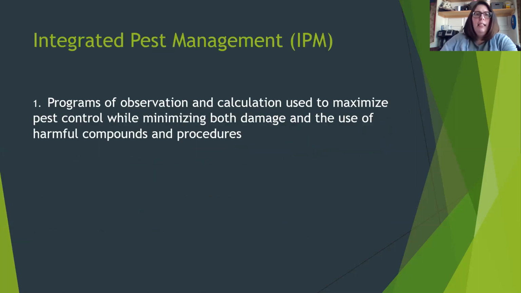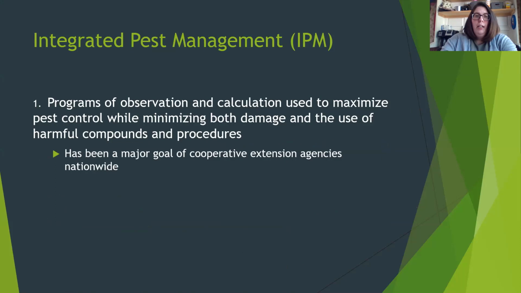Integrated pest management: programs of observation and calculation used to maximize pest control while minimizing both damage and the use of chemicals. The whole point of an IPM is to reduce the use of chemicals. That is the whole goal. That's what we're shooting for when we do an IPM, okay?